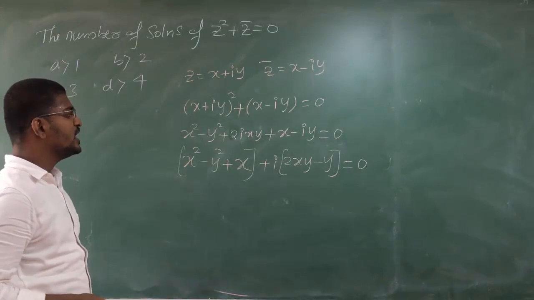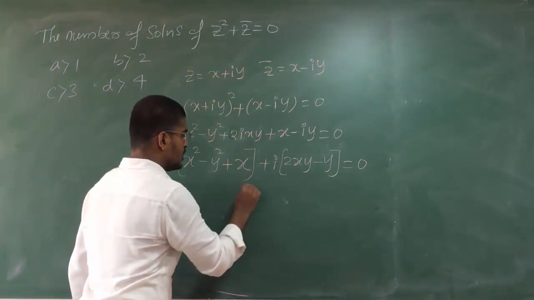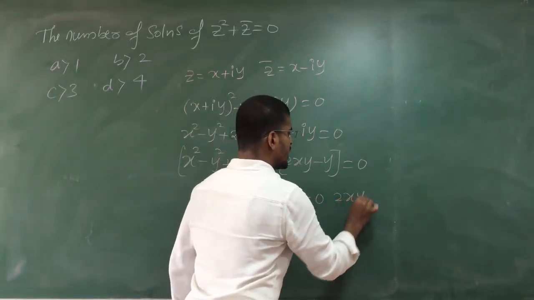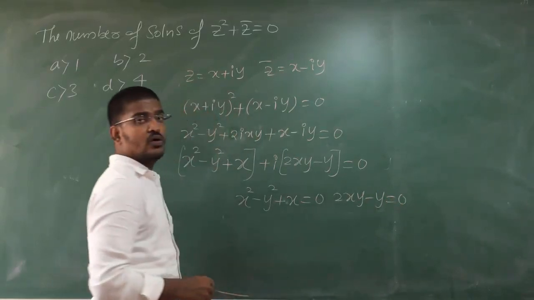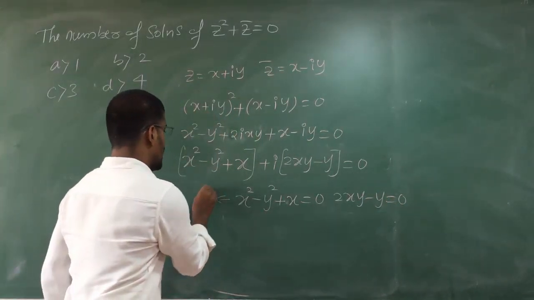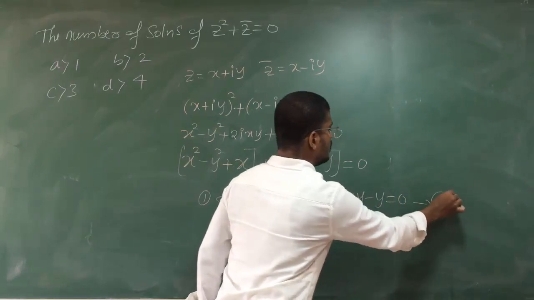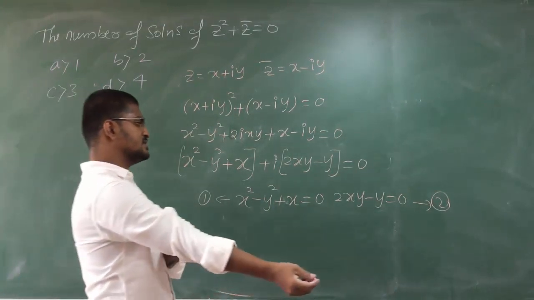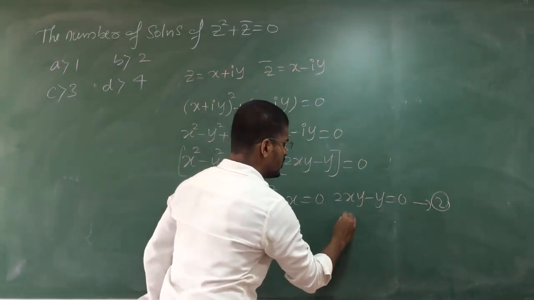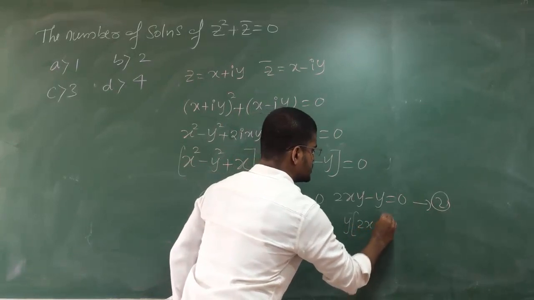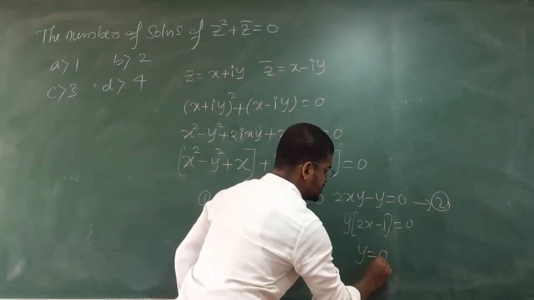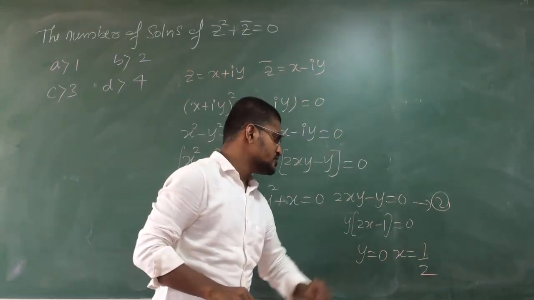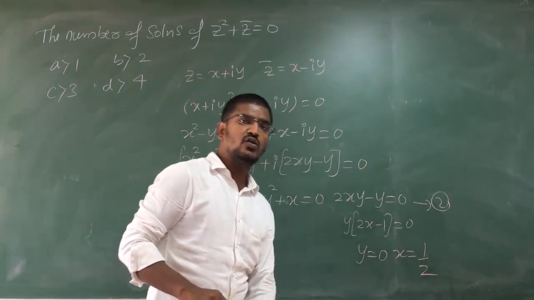So here you are going to have two equations: x square minus y square plus x equal to 0 and 2xy minus y equal to 0. You take this as equation 1 and this as equation 2. So solving equations 1 and 2, you are going to have the number of solutions. See here, which term is common? y is common. y times 2x minus 1 equal to 0. So y equal to 0 and x equal to 1 by 2. This is your first solution, that is y equal to 0 and x equal to 1 by 2.